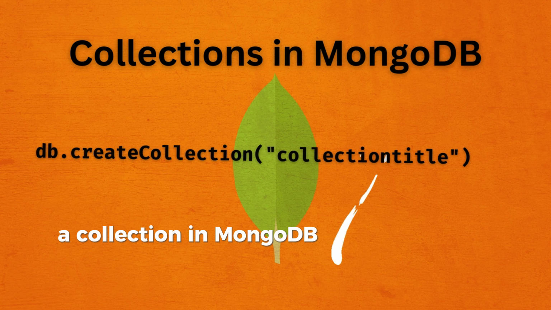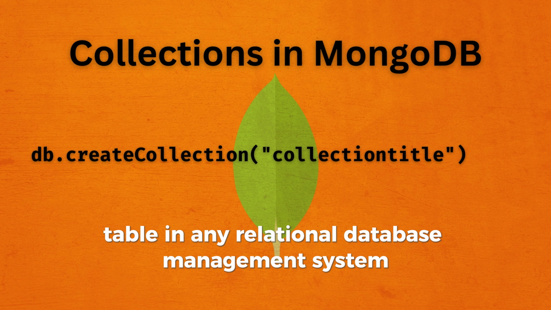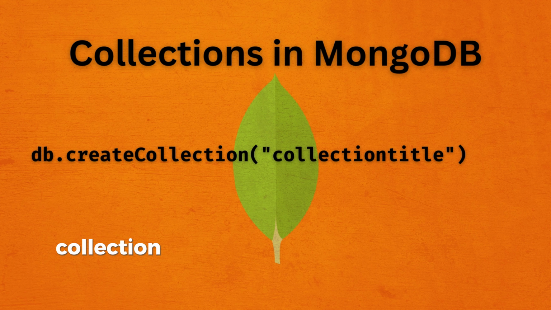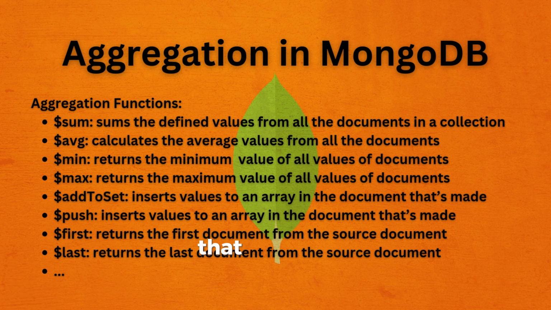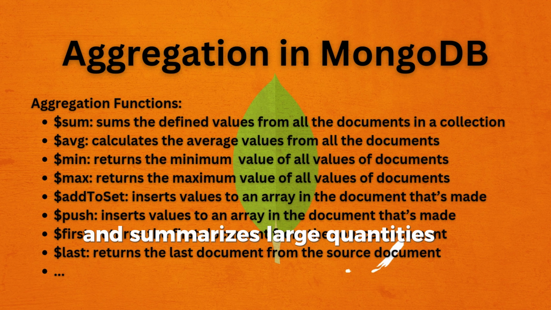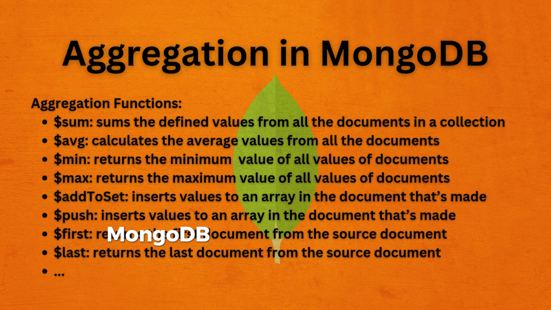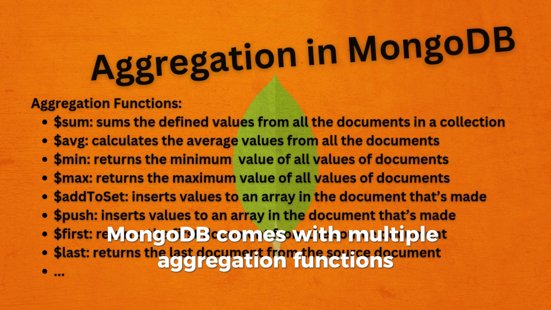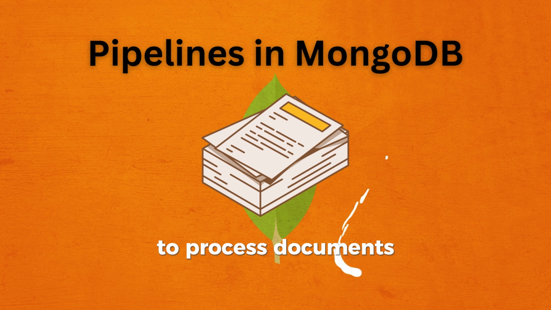A collection in MongoDB is an equivalent to a table in any relational database management system. Collections are created with a create collection function available in MongoDB. Aggregation refers to an operation that processes and summarizes large quantities of documents in a collection by passing them through an aggregation pipeline. MongoDB comes with multiple aggregation functions. An aggregation pipeline consists of one or more stages to process documents.